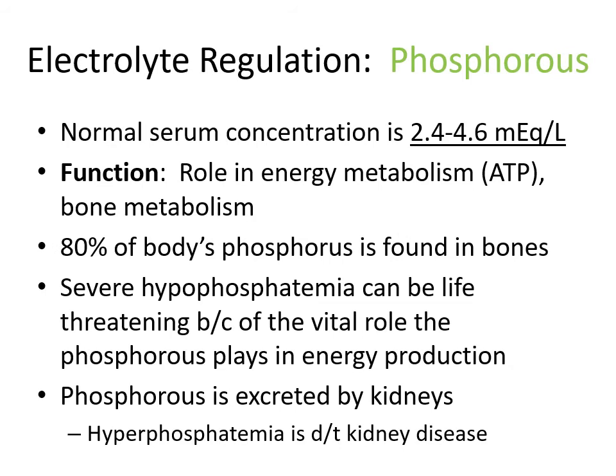Next, we'll take a look at phosphorus. Remember, we said this has a reciprocal relationship with calcium. So our normal serum concentration is 2.4 to 4.6 milliequivalents per liter. It plays a role in energy metabolism in the form of ATP and bone metabolism, with 80% of the body's phosphorus found in the bones. And severe hypophosphatemia can be life-threatening because of the role that phosphorus plays in energy production. Now, phosphorus is excreted by the kidneys, and hyperphosphatemia is present with kidney disease.